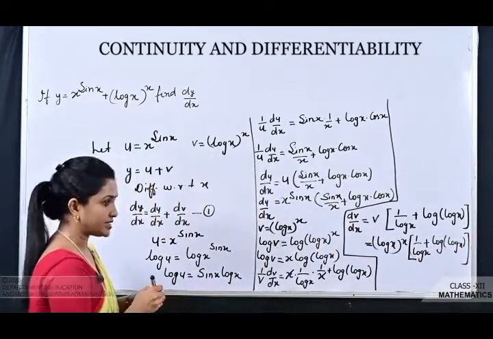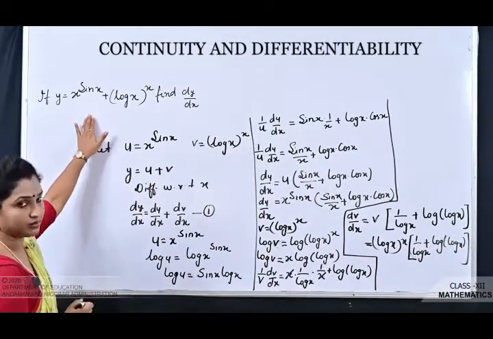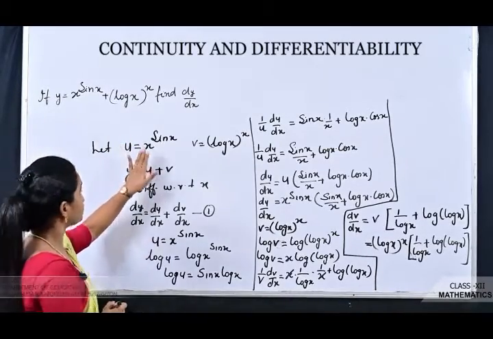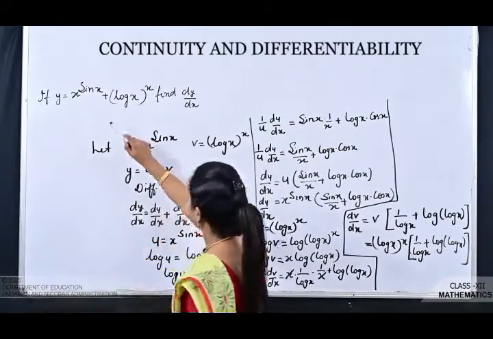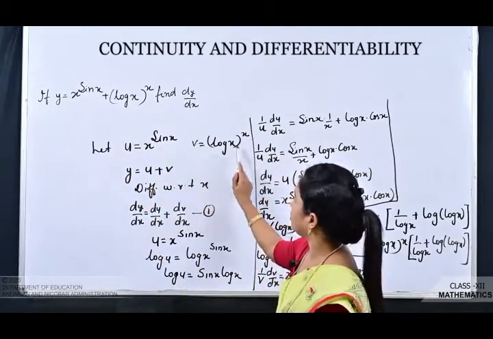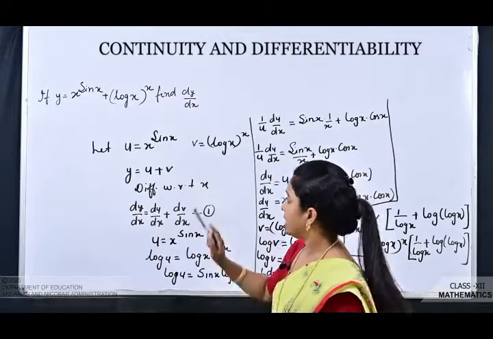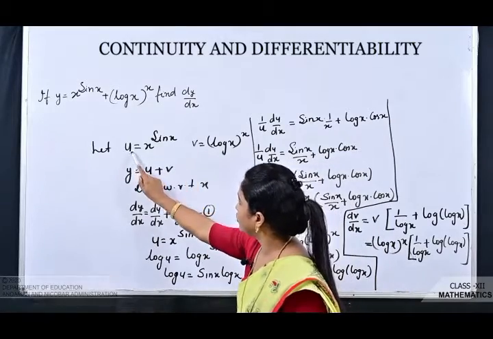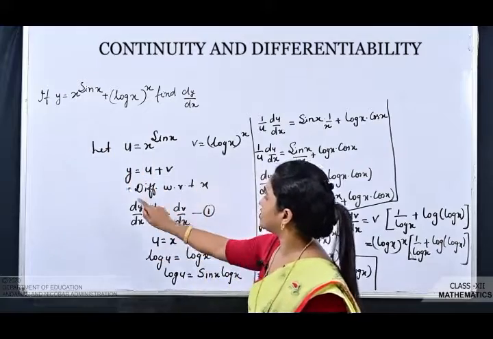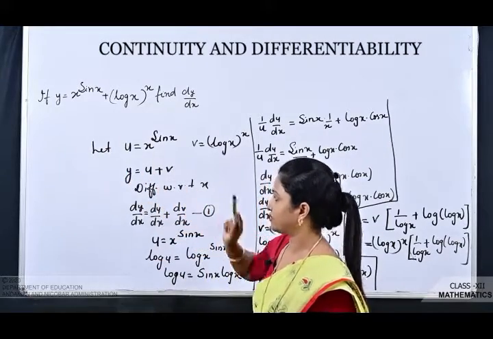Clear? Once again I am repeating, this is the question. You have got more than one term. So what you will do here, you will suppose that let u is equal to x to the power sin x and v is equal to log x to the power x. Now when you have taken u as this term and v as this term, this equation can be written as y is equal to u plus v.